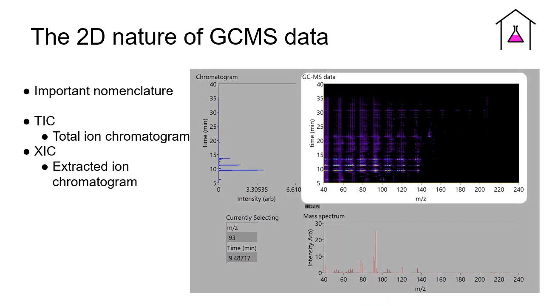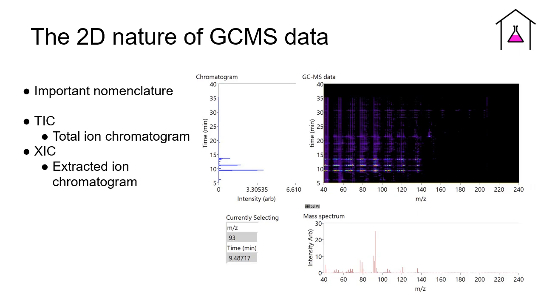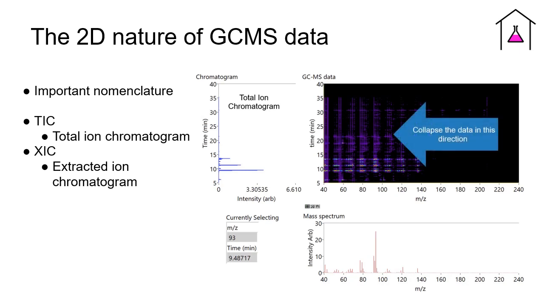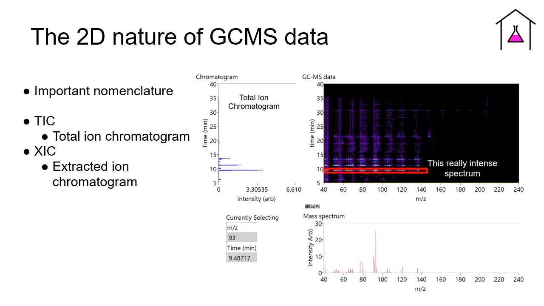So now we've completed collecting our big dataset, what sort of different views of the data can we get from within it? So one of the most common views is called the total ion chromatogram. And we get that by collapsing this two-dimensional data in this direction, basically summing up each row and plotting it as a chromatogram. So let's consider this really intense spectrum that was recorded just before 10 minutes. If we sum up all the intensities of all the masses in that mass spectrum, that's what gives us the high value that corresponds to this peak in the total ion chromatogram.